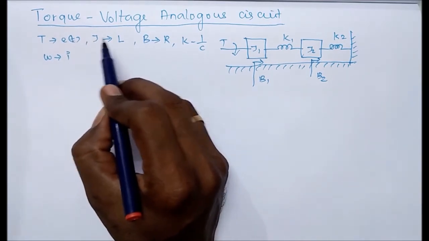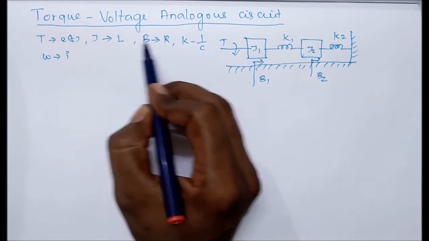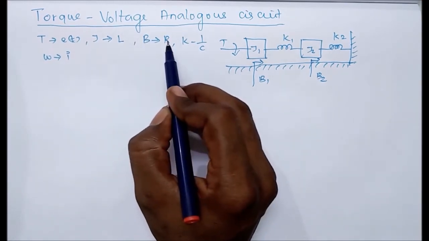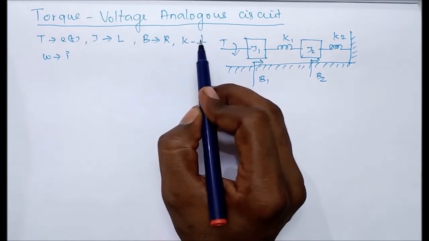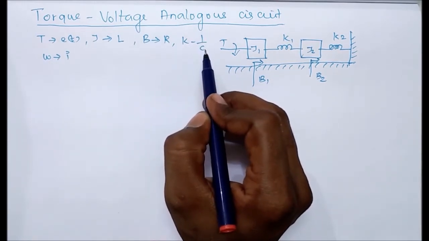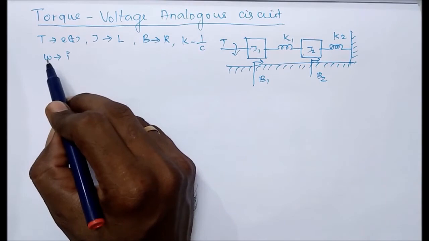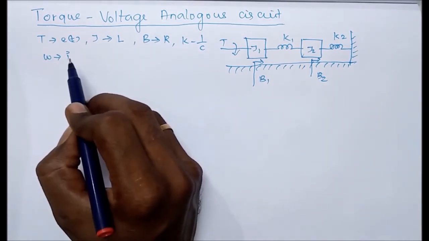If it is moment of inertia, in an electrical circuit it is an inductor. If it is the dashpot, in an electrical circuit it is a resistor. If it is a spring element, its electrical equivalent is 1 by C, a capacitor. For angular velocity, in an electrical circuit it is current.